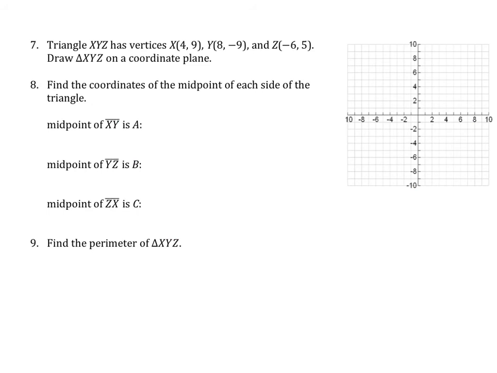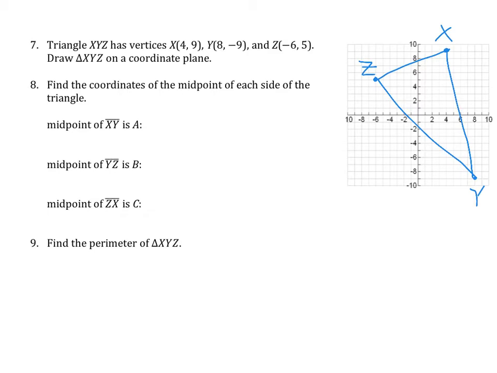On the back, first thing they want us to do is plot 3 coordinates. So 4, 9. We're going to label that point x. 8, negative 9. This is y, and negative 6, 5. That is point Z. Then they want us to draw the triangle. Alright, number 7 is done.